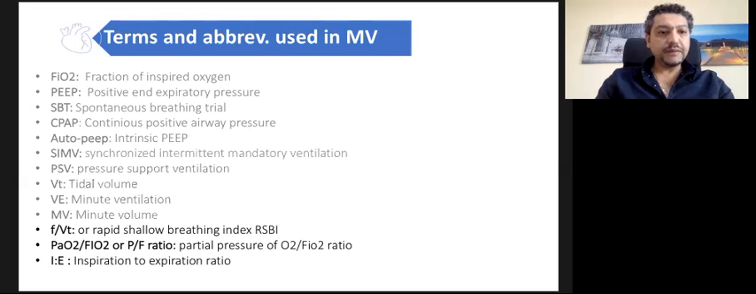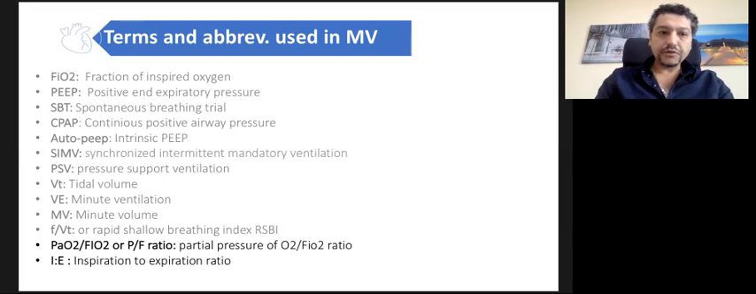The F/VT, or the rapid shallow breathing index. This is a very important one. We'll have at least 2 or 3 slides talking about the rapid shallow breathing index. As well as the PF ratio, we call it sometimes PaO2 over FiO2, or PF ratio as an easier way to pronounce it.